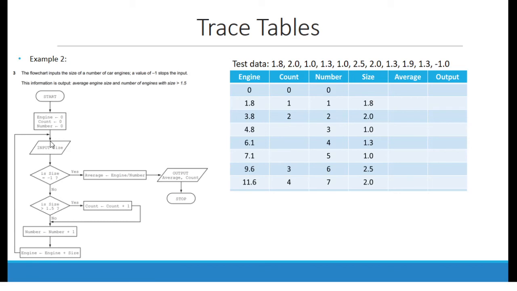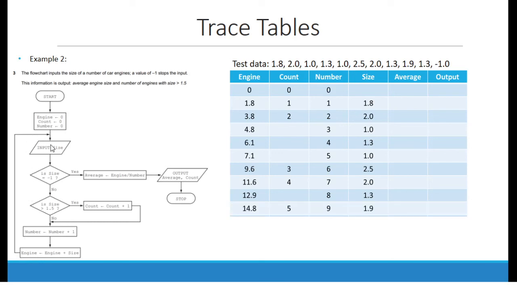And the next one is 1.3. Is size equal to minus 1? No. Is size greater than 1.5? No. Count stays the same, number becomes 8, and engine becomes 11.6 plus 1.3, which is 12.9.